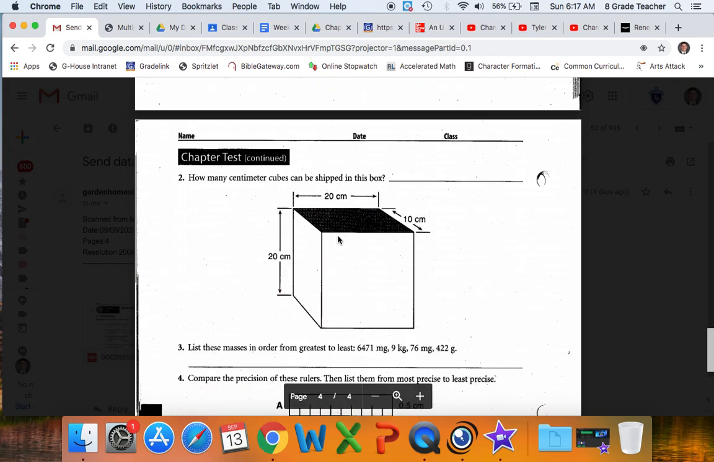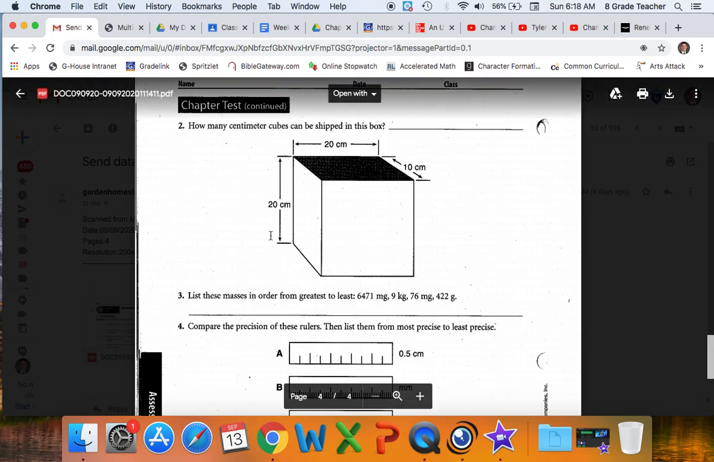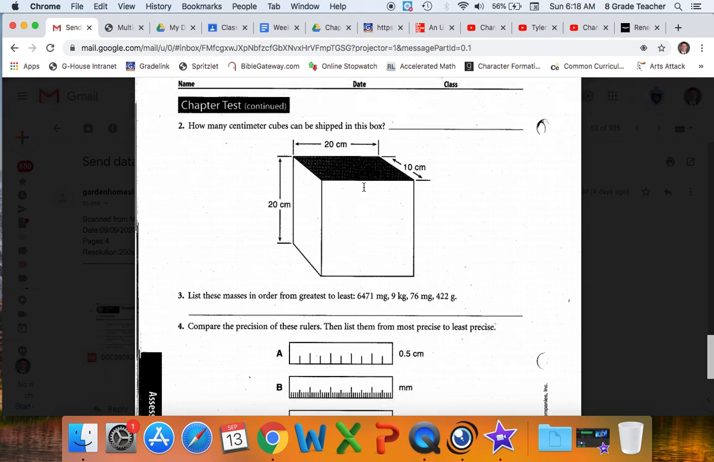Nice work. Number 2, how many centimeter cubes can be shipped in this box? Well, centimeter cubes would have to be 1 centimeter by 1 centimeter by 1 centimeter. So we're going to have to find the volume of this, and then we'll be able to answer that question. To find volume, you're going to multiply length times width times height. So 20 times 20 times 10. 20 times 20 is going to be 400 times 10 is going to give you 4,000 centimeters cubed. If they were individual 1 centimeter by 1 centimeter blocks, there would be 4,000 that fit into this box.